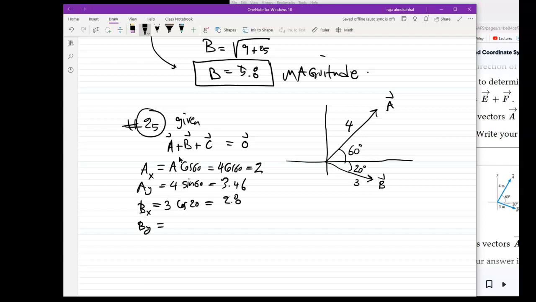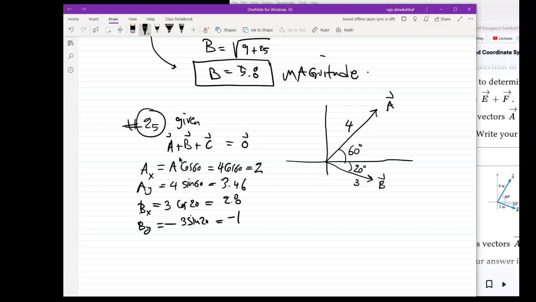Watch that minus sign, it's going to be negative, right? So it's going to be minus 3 sine 20. So sine 20 times 3. Answer, roughly negative 1, almost exactly. And there we go. I have them all, okay?